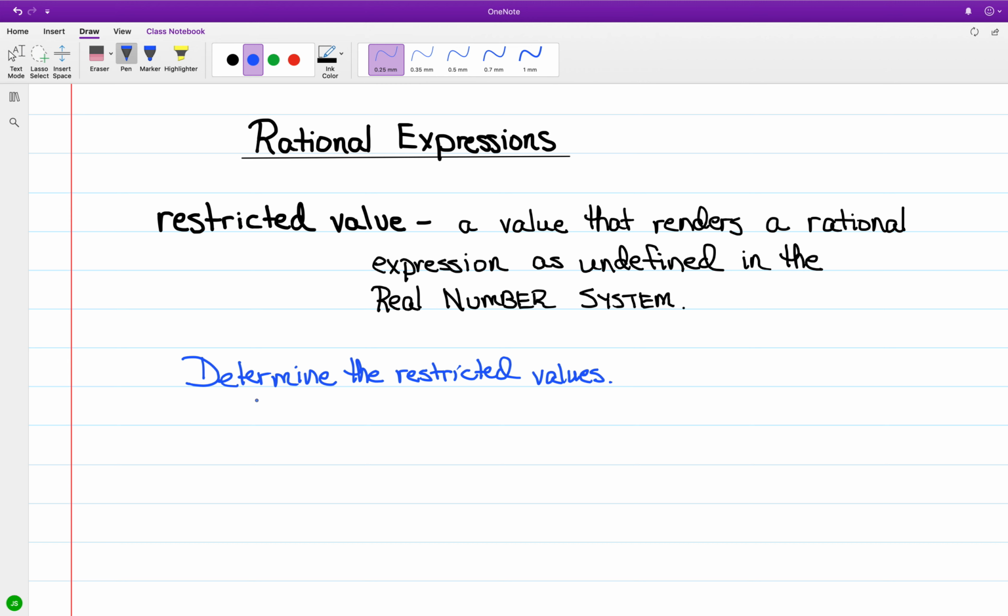we'll say that for the first case we have a fraction such as 3 over x. Again, for 3 over x to be defined, the bottom part of the fraction cannot be 0. So x cannot be 0. So the restricted value is 0.